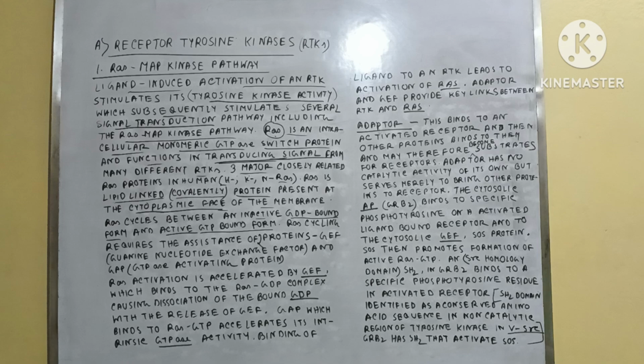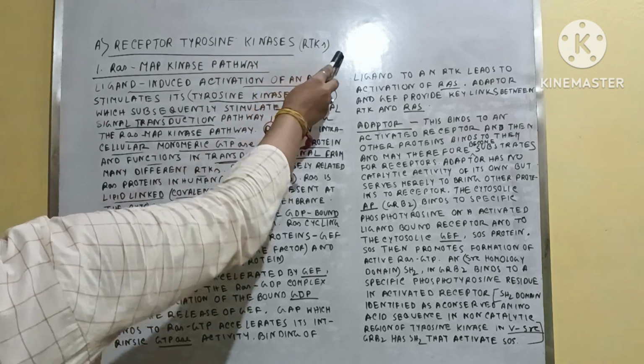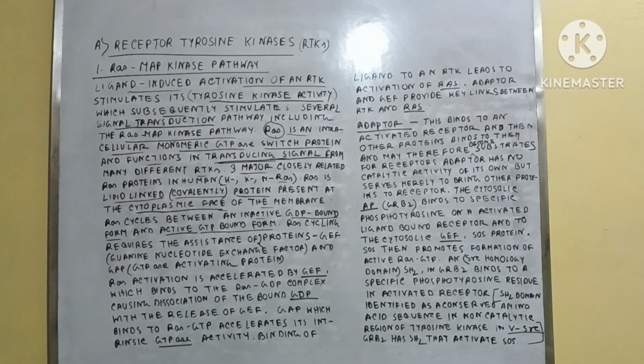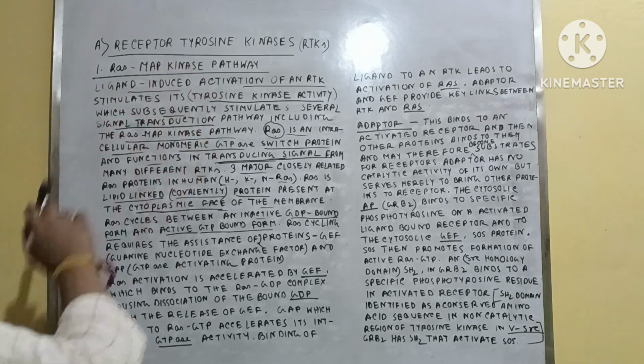Okay, so let's continue the topic. What is this RAS MAP kinase pathway? This is the pathway mediated by RTKs, that means receptor tyrosine kinases. It has three pathways. What are the other two pathways? I will try to describe them after this. So the first pathway is the RAS MAP kinase pathway.